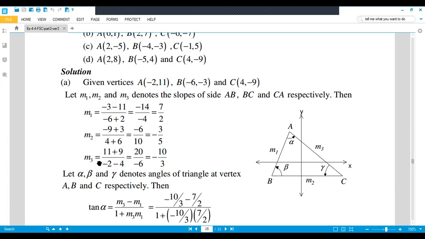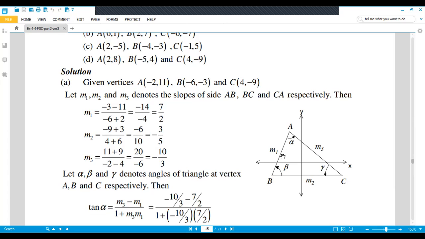Similarly, we will find M3. For M3, which vertices will we use? A and C. So for this, 11 is y2, 11 minus minus, plus 9, divided by minus 2 minus 4. So we get 20 over minus 6. When we cancel with 2, we get minus 10 over 3. So M3 we will get. Let alpha, beta and gamma denote the angles of the triangle at vertices A, B and C.